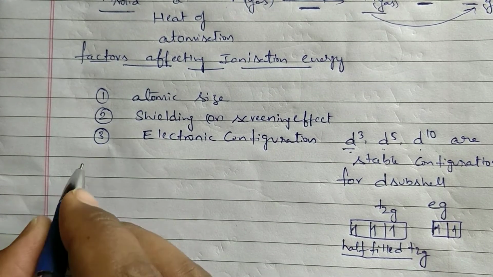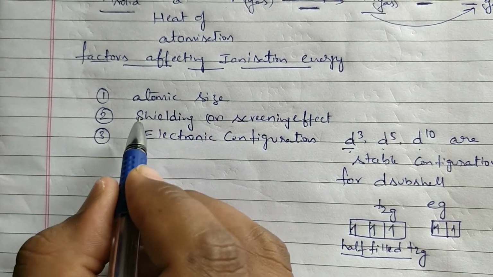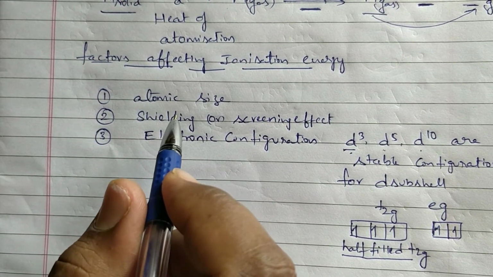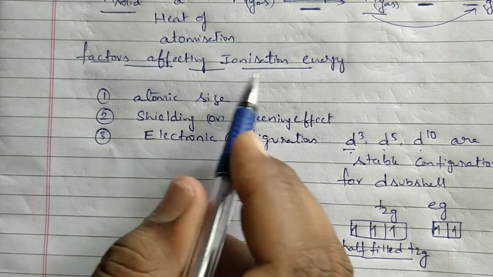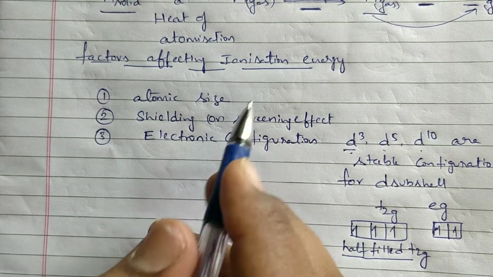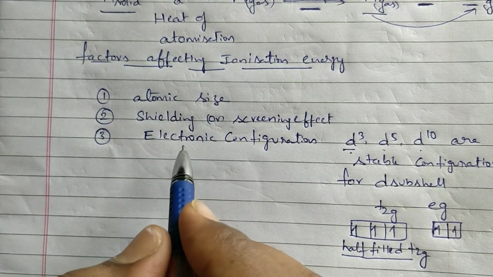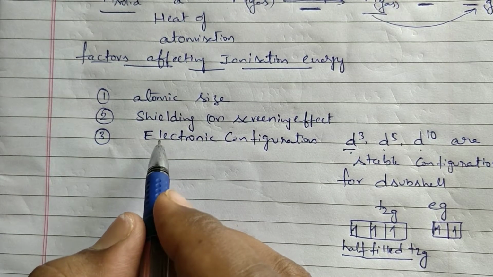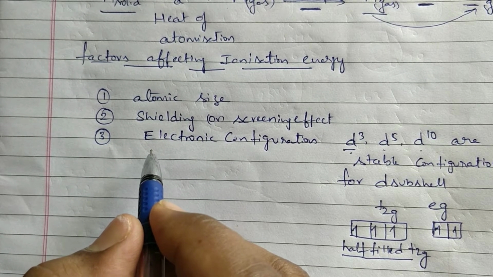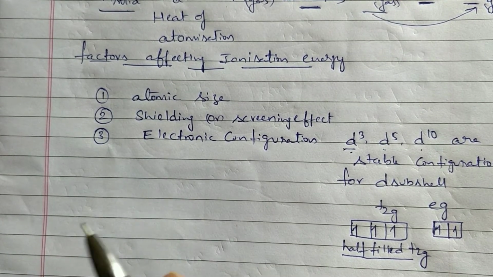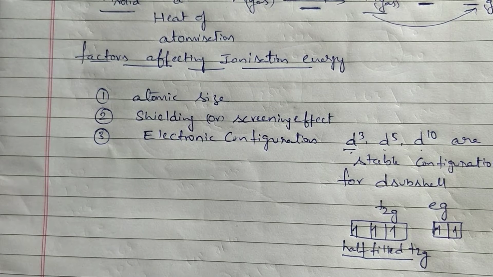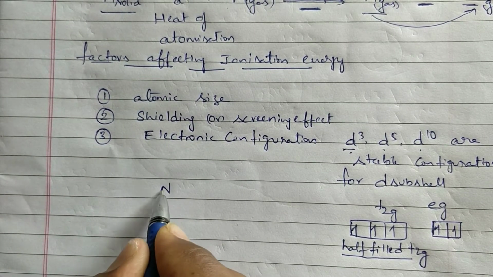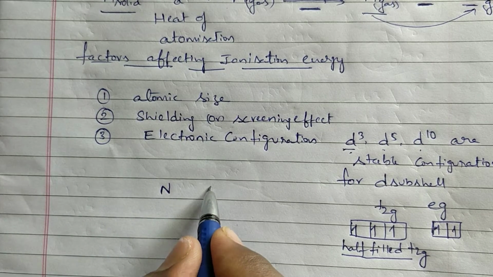Next, atomic size, shielding or screening effect, electronic configuration. These are the factors that affect the ionization energy. Depending on any one factor, we can say why that atom has high or low ionization energy. For example, one example I will tell, which is not related to the d block. Let us consider nitrogen and oxygen.